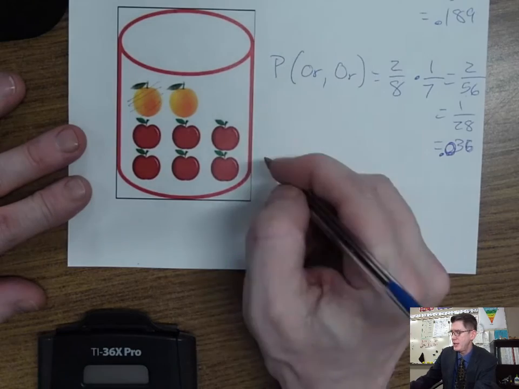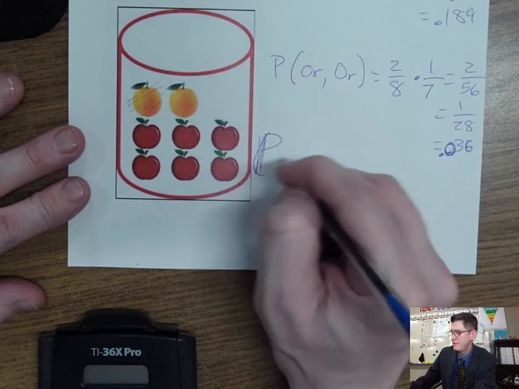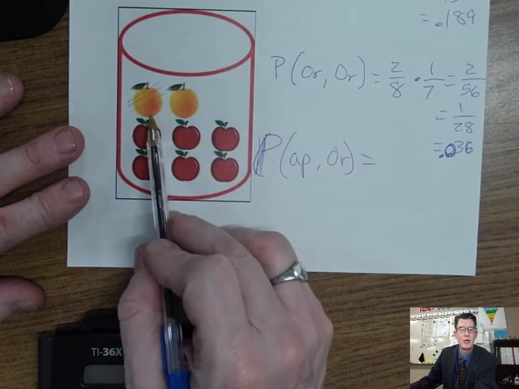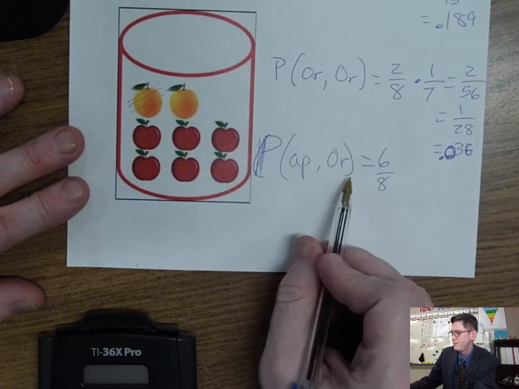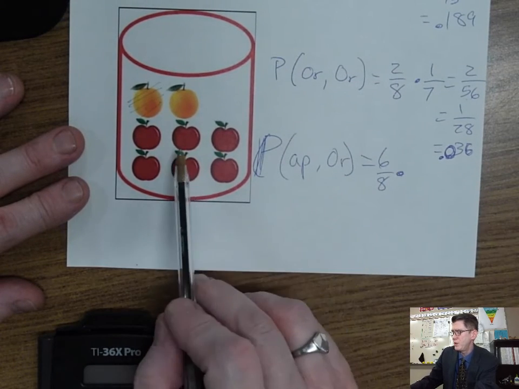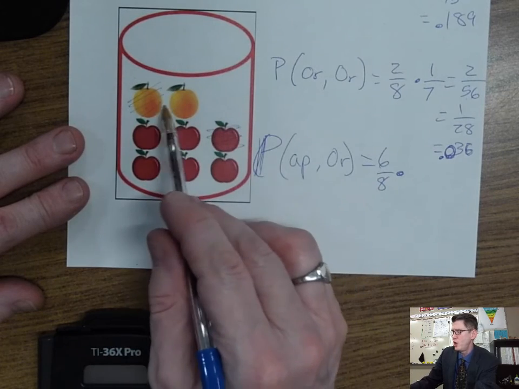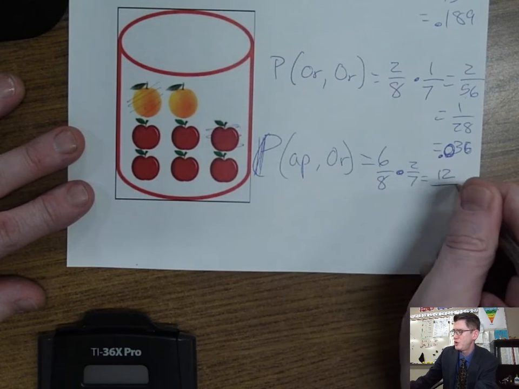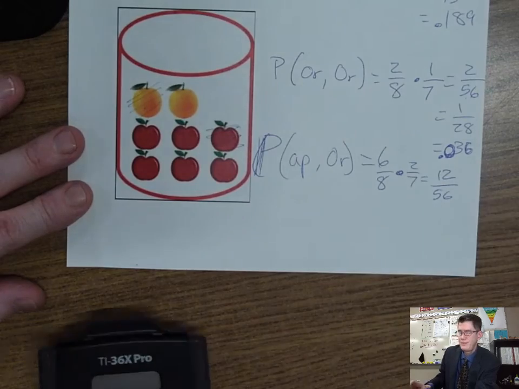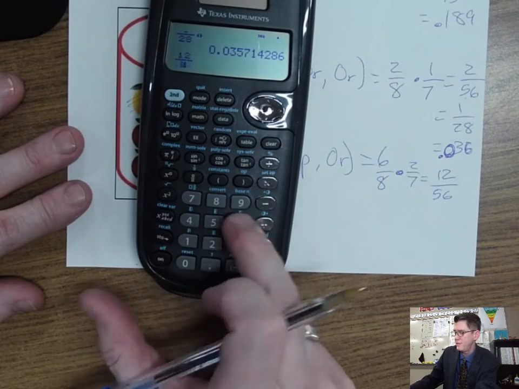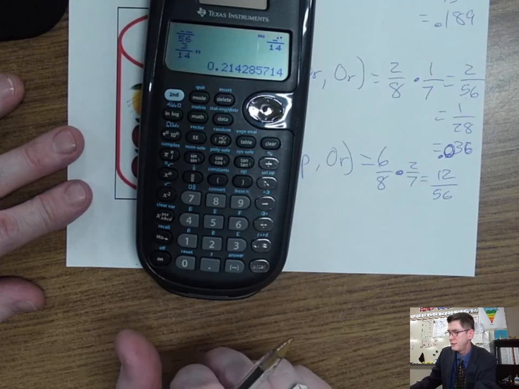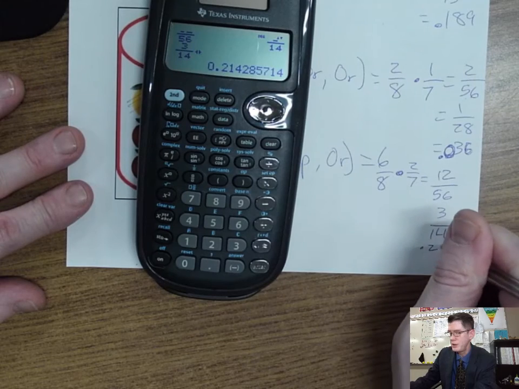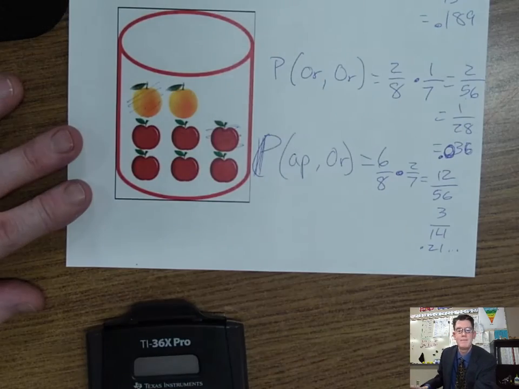Well, what about getting the probability of getting an apple and then an orange? Let's say orange is in there, so the first one is 6 out of 8. And then on the next one, let's see, the apple's gone. So now there's 2 oranges out of 7. So I'm at 12/56ths. And my calculator knows that 12/56ths is 3/14ths, or 0.21 going on for a long time.